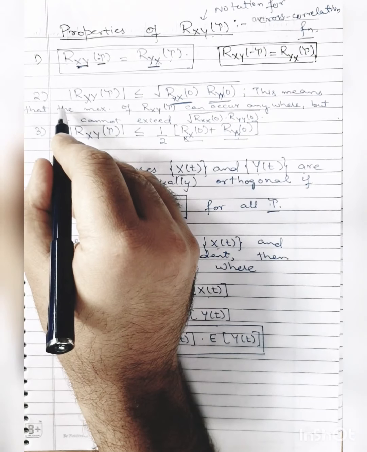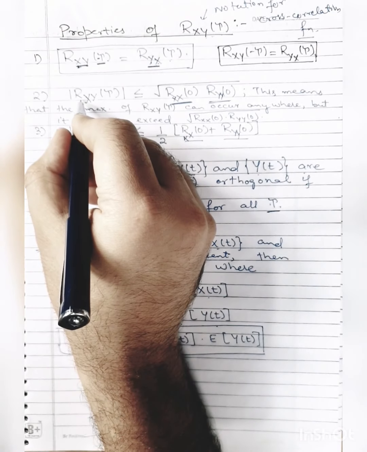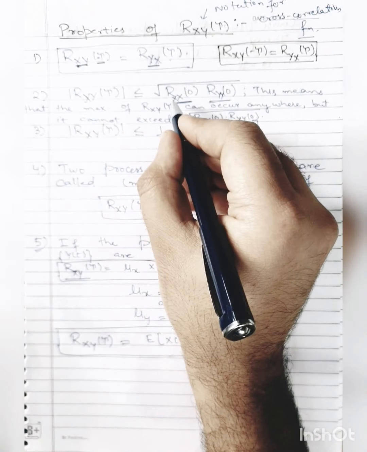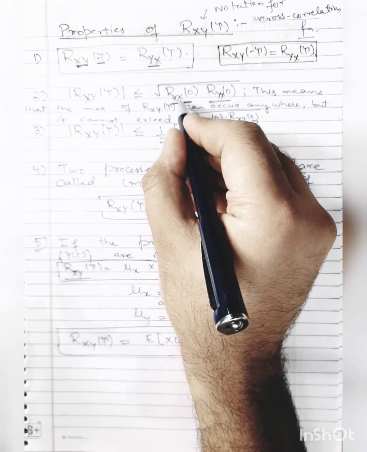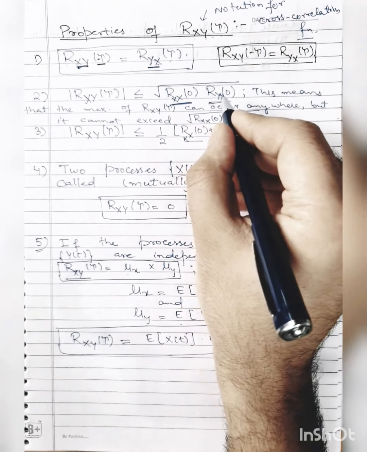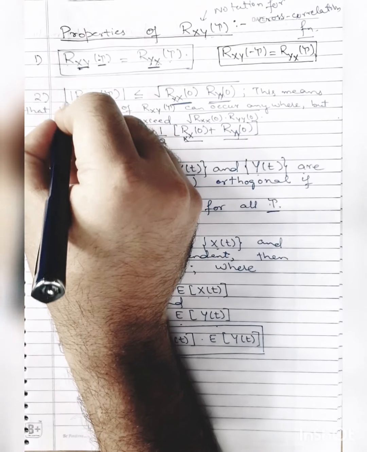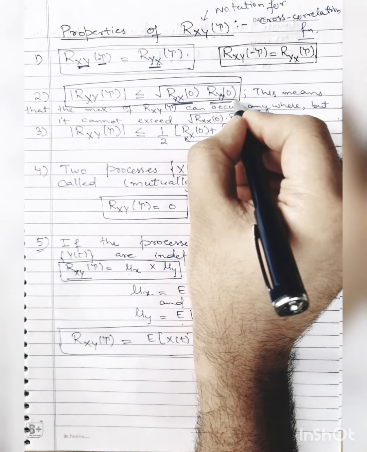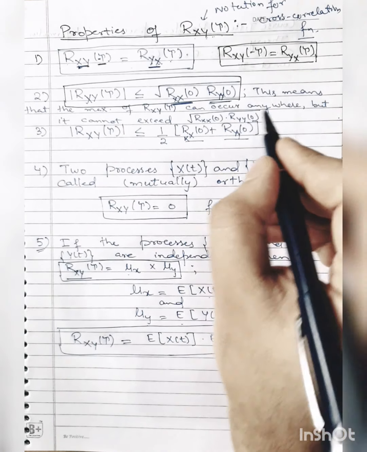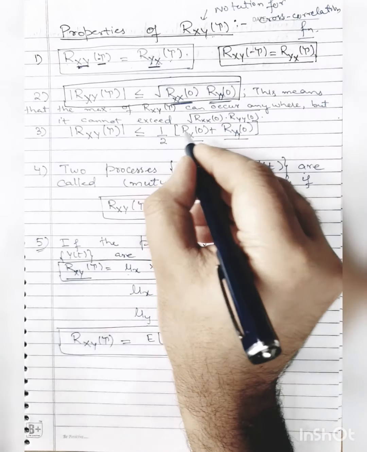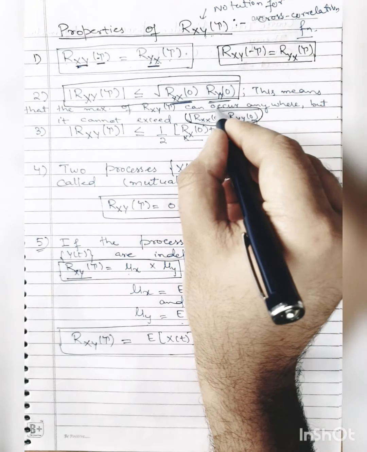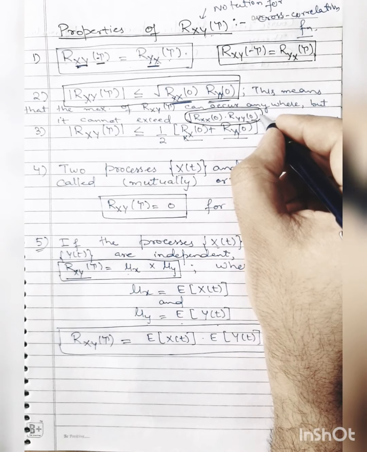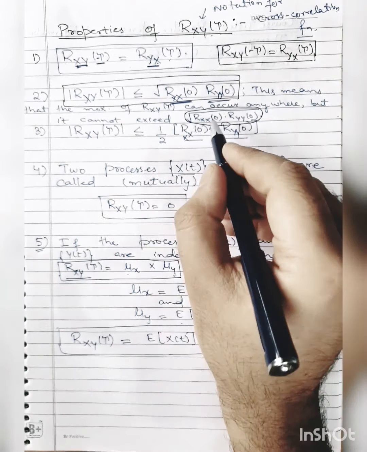The second property is that the modulus of Rxy(tau) will always be less than or equal to the square root of the product of the autocorrelation function of x at 0 and the autocorrelation function of y at 0. That means the maximum value of the cross correlation function can occur anywhere, but it cannot exceed this value. This value is the maximum.